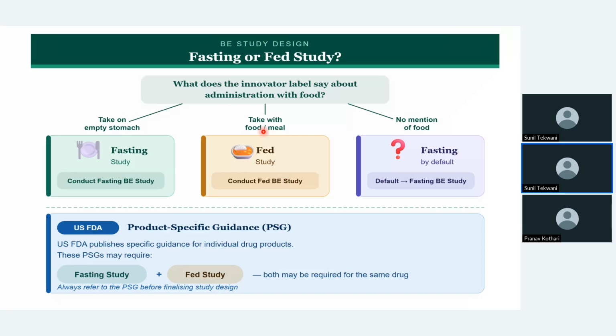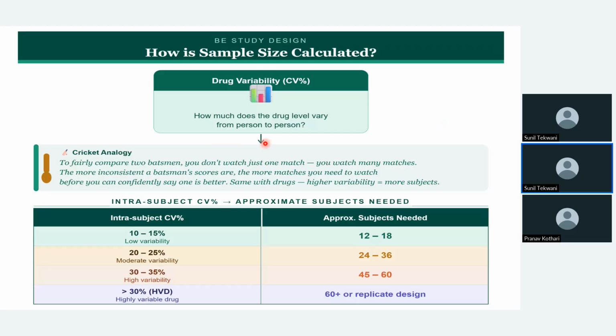Then fasting or fed: usually we do a fasting study, but if the label recommends a fed study, then we do a fed study. Sample size calculation depends on drug variability because pharmaceutical drugs are highly variable. So how much variable they are, based on that, you can compare them, and accordingly you decide the number of subjects. So variability decides sample size, which decides BE cost.